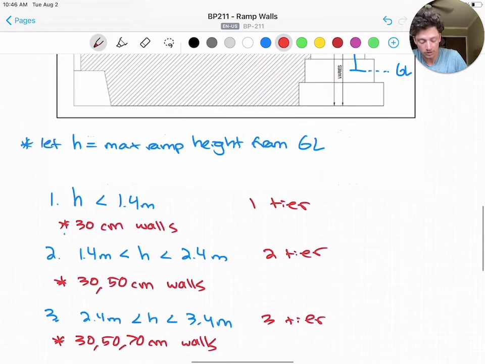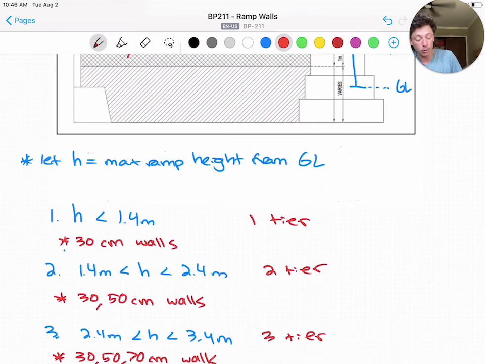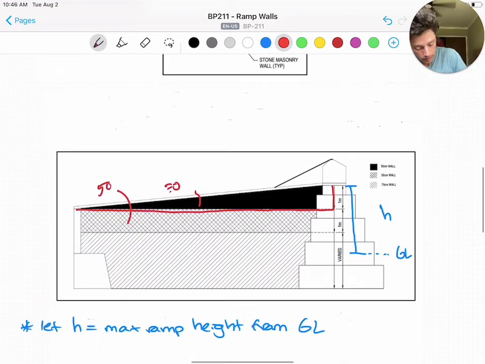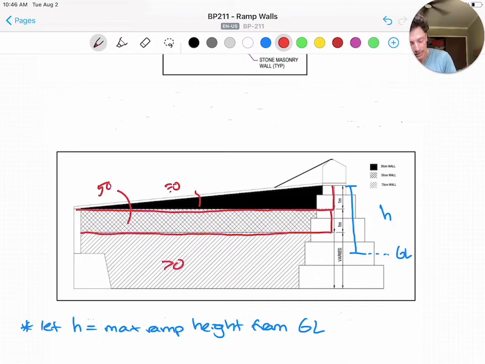Now finally, if it is between 2.4 and 3.4 meters or a 3-tier, and this could actually really be 3.9 meters if we have a 1.5 meter tall foundation. And if it's between 2.4 and 3.9 meters, we'll follow the same process. We'll draw another 1 meter down and across for our 50 centimeter wall, and then our 70 centimeter wall will be the rest.